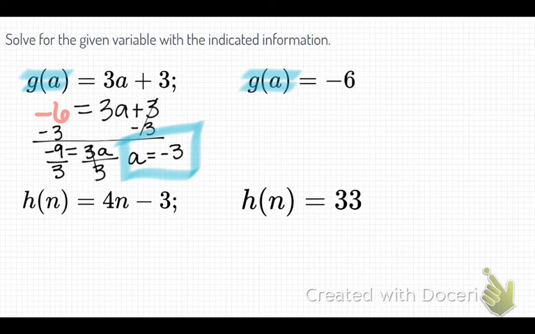Okay. So when I have the equal sign like that, there's a good chance I'm going to have to set the number equal to the function. When I have it the other way, that means I'm going to plug it in, okay? So on the next one, I have h of n equals 33. What else does h of n equal? 4n minus 3. So I'm going to set them equal to each other.